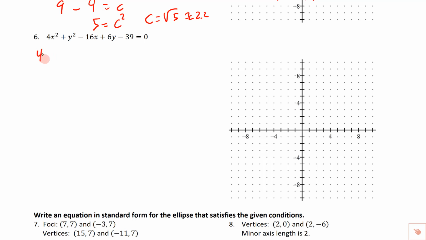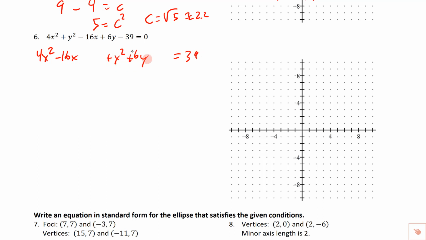So I'm going to gather the x's together. So this is 4x squared minus 16x. I'm going to move some space over here, and I'm going to do the plus y squared, and then plus 6y. And then I'm going to move the 39 to the other side. If I add the 39 to the other side, it becomes positive 39.